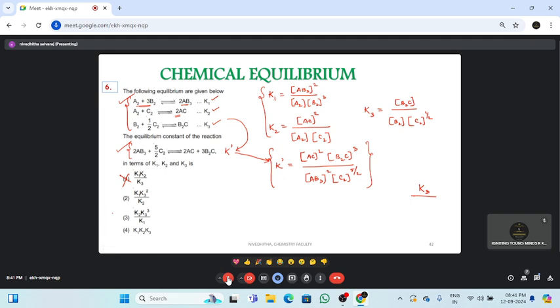And what is the second one? AC has to be in the numerator. Where do we have AC? In K2. So AC square has to be in the numerator. So K2 has to be in the numerator, right? So K3 and K2 have to be in the numerator. So which are all the options that were ruled out?